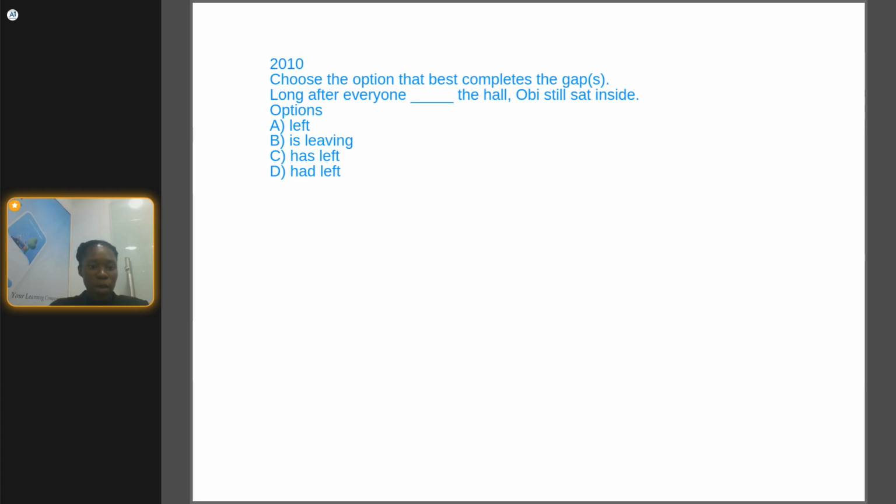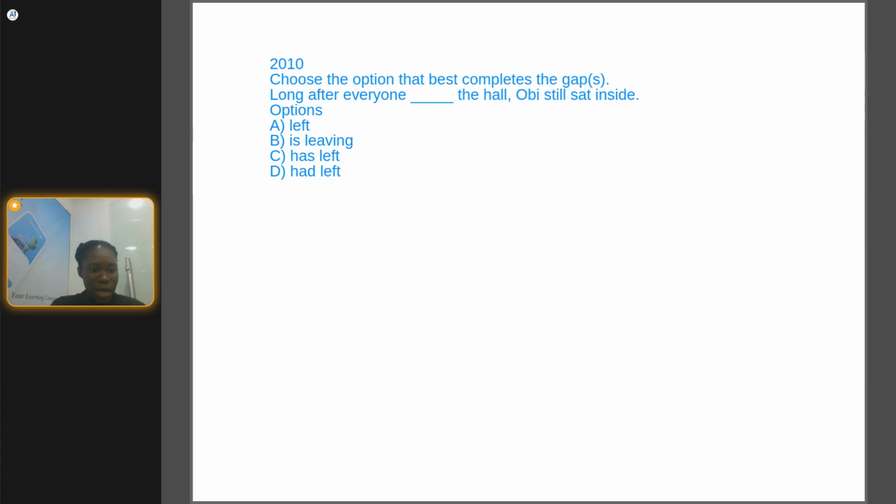We have left, is leaving, as left, and had left. All right. So this sentence talks about two past events. Everyone left the hall, but Obi was still sitting inside after that. So that's showing past perfect, which is showing one action before another past action.